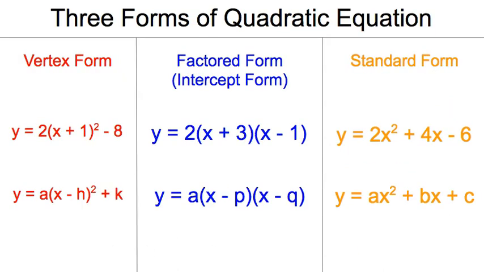Now, I cannot stress enough how important it is that you have these forms memorized, that you are able to identify a, h, and k from vertex form, a, p, and q from intercept form, and a, b, and c from standard form. Know this. This is exactly the same situation as when we studied linear functions and you needed to know all the different forms there. Know them and love them. Good luck.